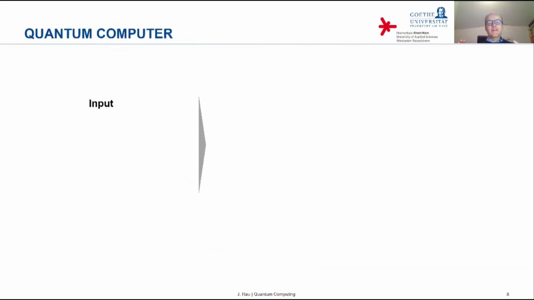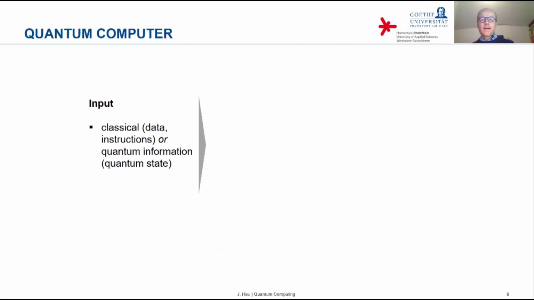What is the schematic structure of a quantum computer? Again, we have an input, but this time the input may consist of both classical information, so that's still possible that we input classical information, or quantum information. And quantum information means quantum states.